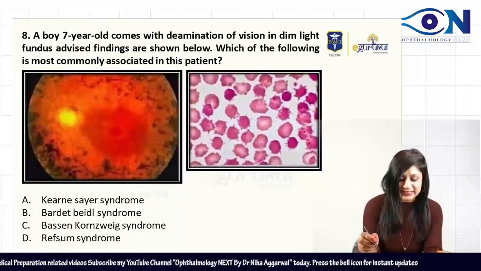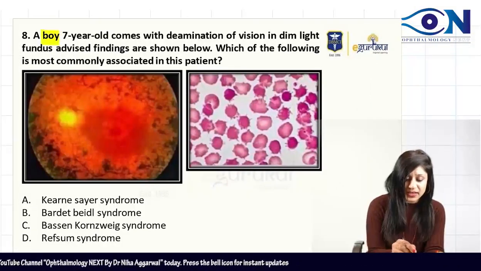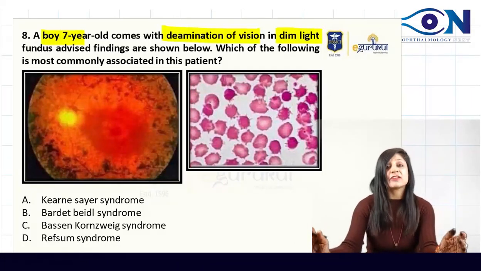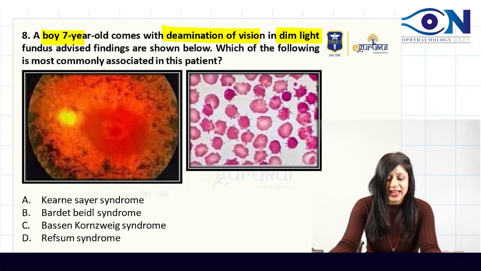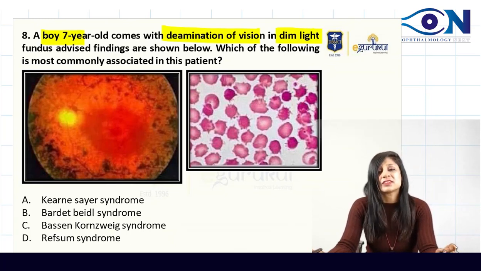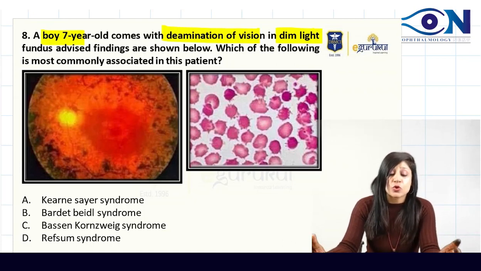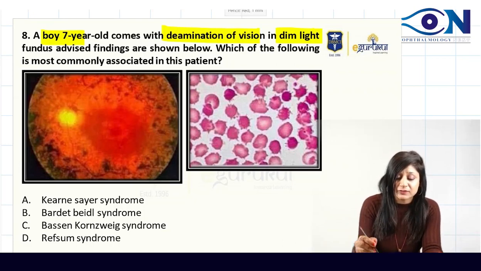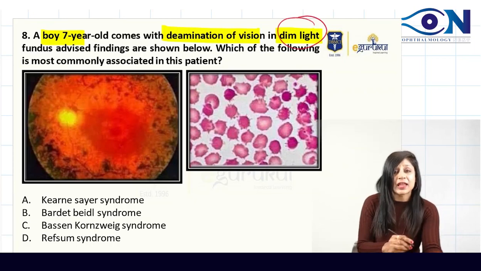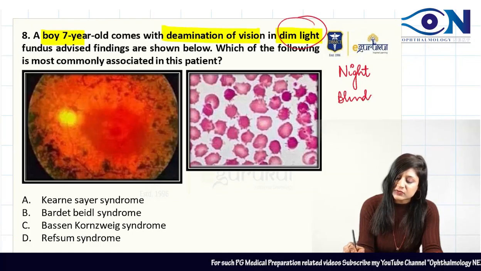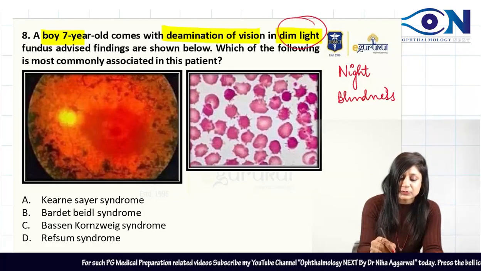Here comes a 7-year-old boy who is coming with a diminution of vision, especially in the dim light. They have given you the fundus findings and one more thing: which of the following is most commonly associated with this patient? Now, though the question says only one line, there are so many things which you can observe. There is diminution of vision in the dim light. So that means this patient is a case of night blindness. We are having night blindness in this patient.